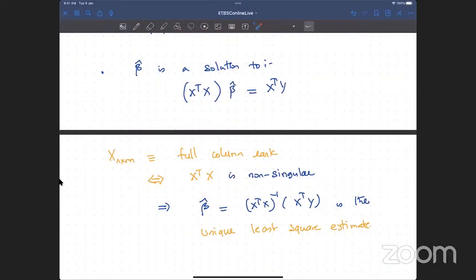So maybe I'll take 5 more minutes and then finish off that question about orthogonal projection as well, and just understand what's going on. There's nothing much I'm doing.